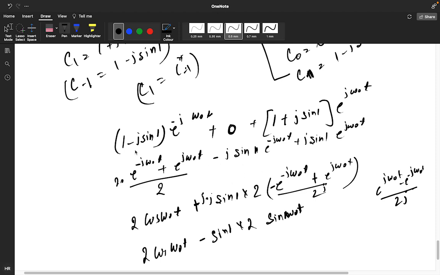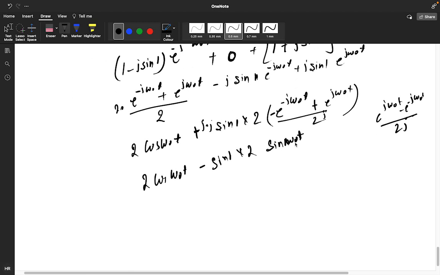Let's check it. 1 minus j sine 1 e power minus j omega naught t, okay, correct. This is 0. 1 plus j sine 1, correct. So e power minus j omega naught t is there, plus e power j omega naught t, okay, correct. Divided by 2, multiplied numerator and denominator by 2, correct. Then we are taking minus j sine 1 e power minus j omega naught t.